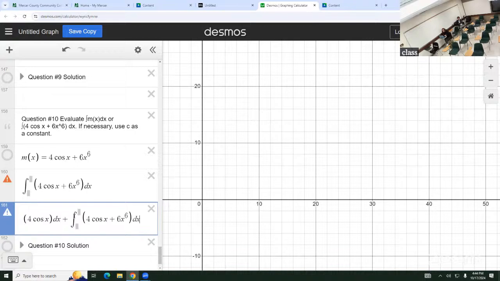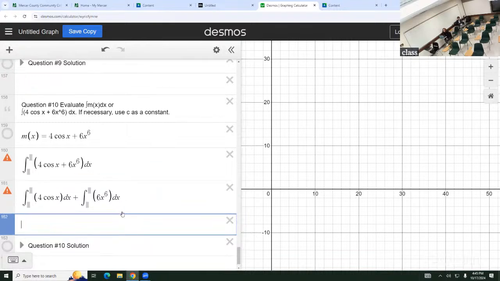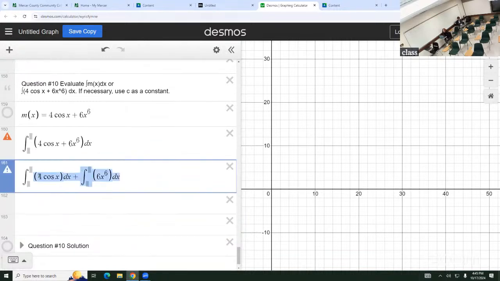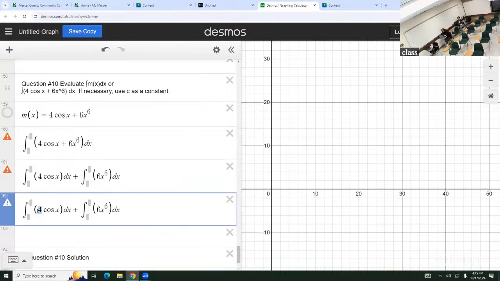plus separate it into that. Okay, so now I've separated it. Now what? I could take the 4 in front and the 6 in front, so I don't have to worry about those. Take the 4 out, put it in front. Take the 6 out, put it in front.